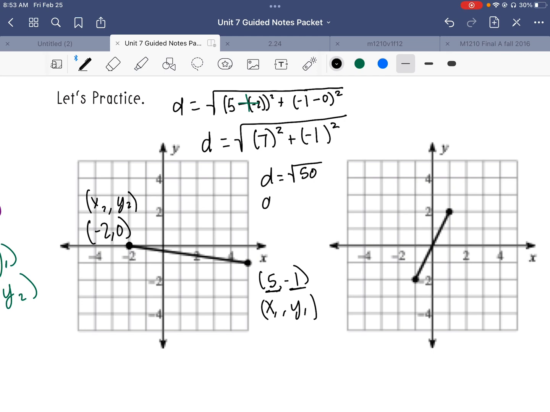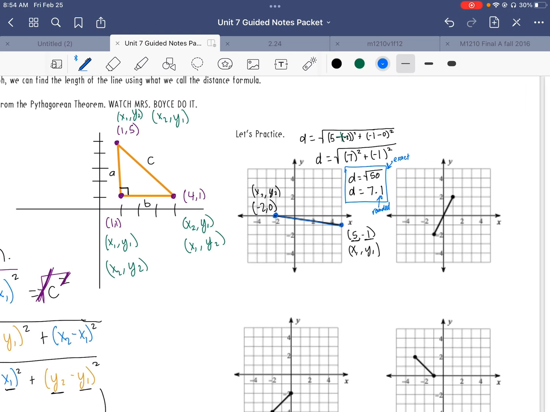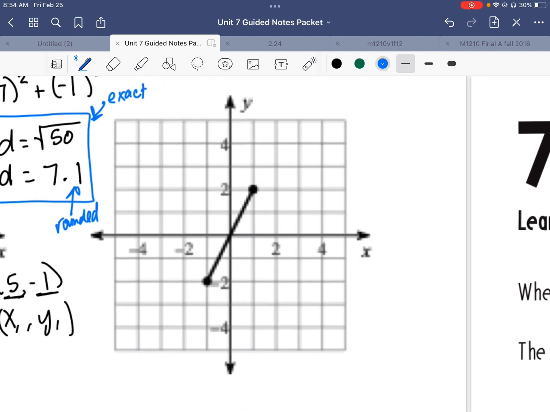If I ask you for an approximate, you could say D equals 7 point, let's round to 1 decimal point, so because it was 7.07, we'll say 7.1. So these are kind of the 2 possible answers I could be looking for. This one is exact. This one is rounded. Okay, so what we're saying is the distance from here to here is the square root of 50, or about 7.1. Okay, so let's do another example together.